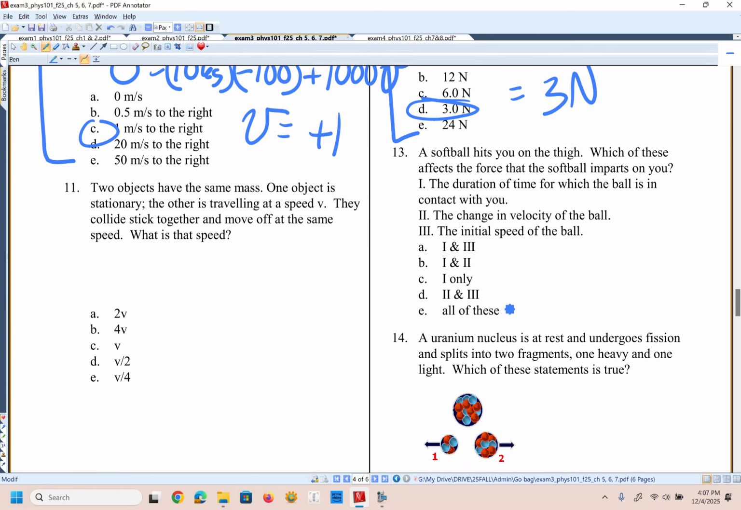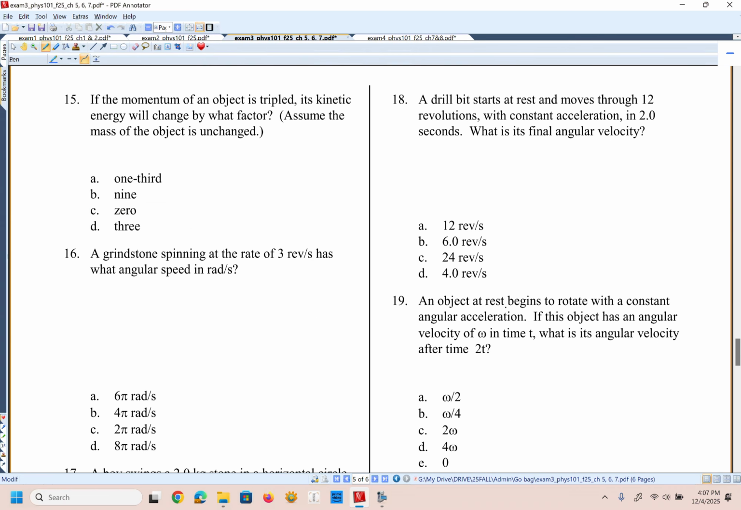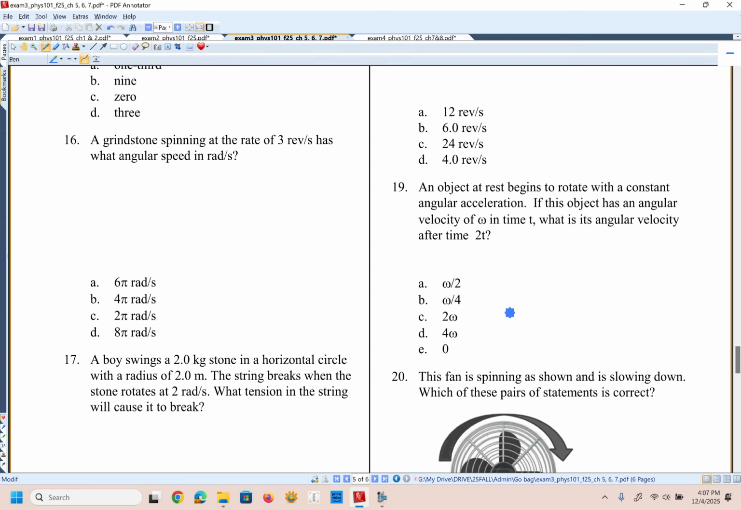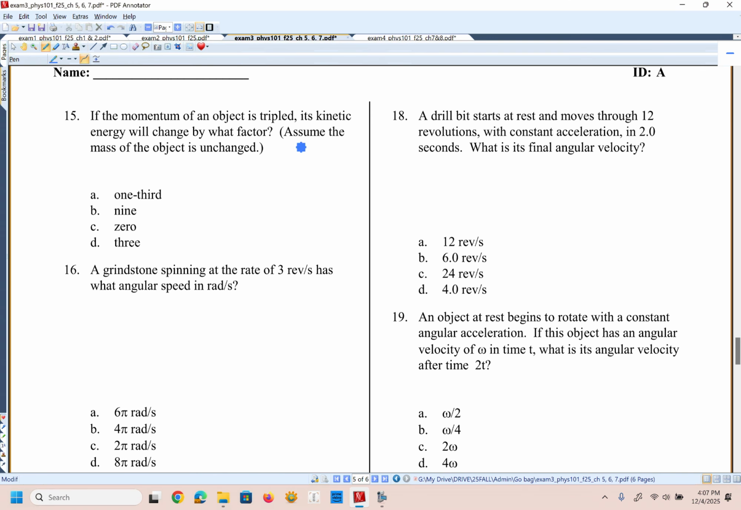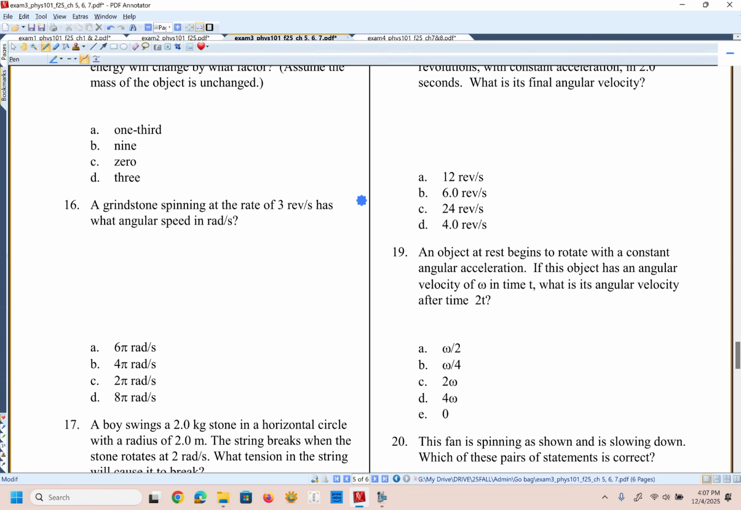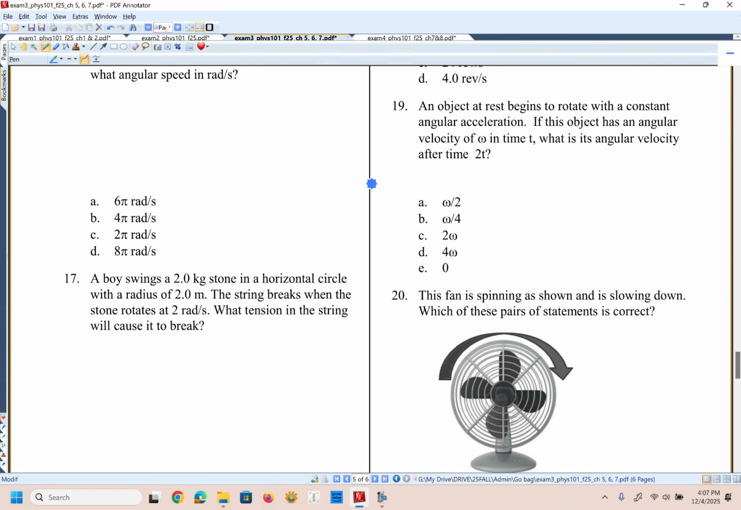All right, this was chapter 7. There were only a few from chapter 7, because this test had 3 chapters, so you have fewer of each chapter on this one. There's some kinematic stuff there that's similar to what we do in chapter 2.